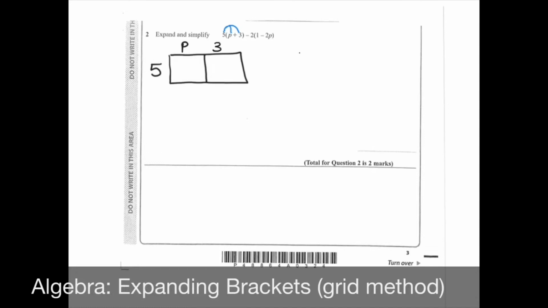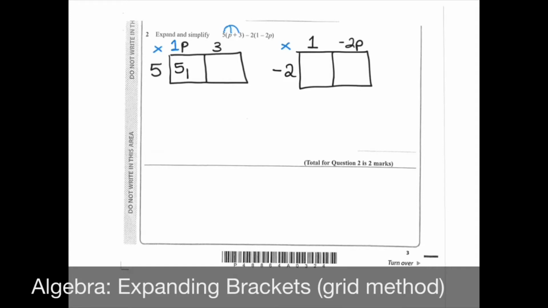And if I was doing the second equation, this would be my grid. And I have a -2 on the outside, and a 1 and a -2P here. So to fill this out, you've got to know that you've got to multiply these grids. So you're multiplying the numbers. And another key tip is if you ever have a letter on its own, put a 1 in front of it to remind you that that's 1p.